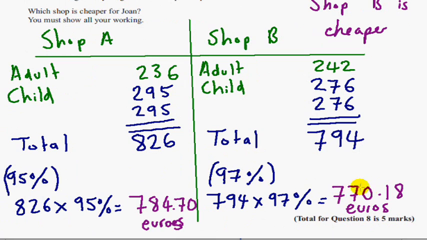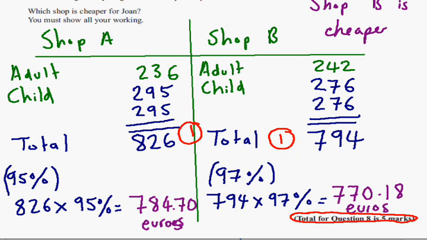So question 8 is worth 5 marks in total. Okay. So the first mark is a method mark for either working out the total cost of shop A or shop B. If they see 826, then they would give you the mark, I believe. Okay, so you need to get to that stage there. So that's worth 1 mark. The second mark is for working out the total cost of the second shop, either shop A or shop B.